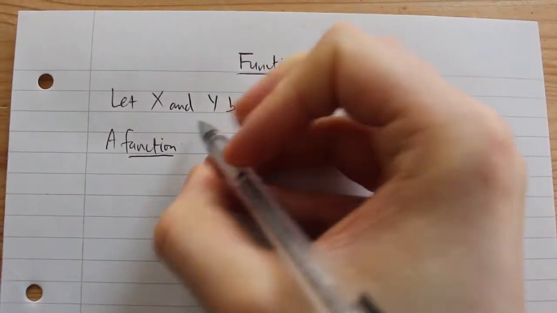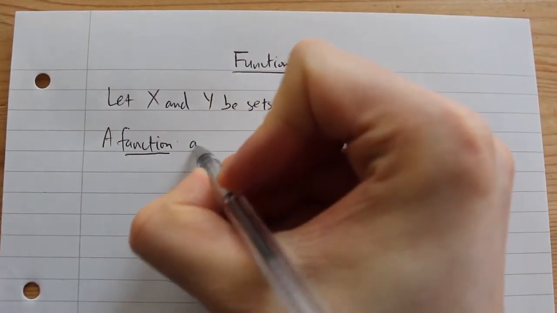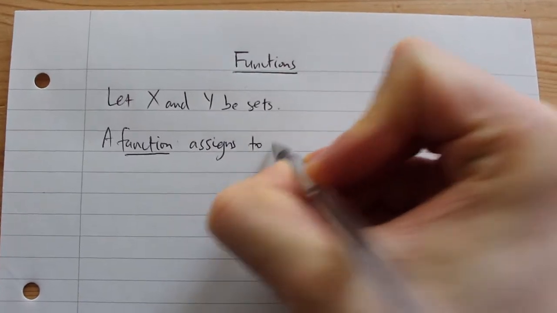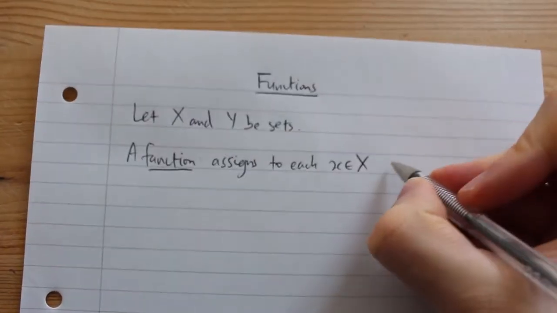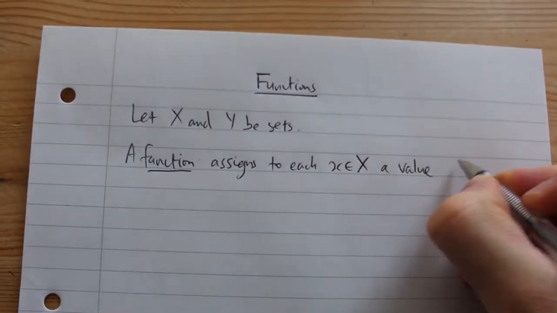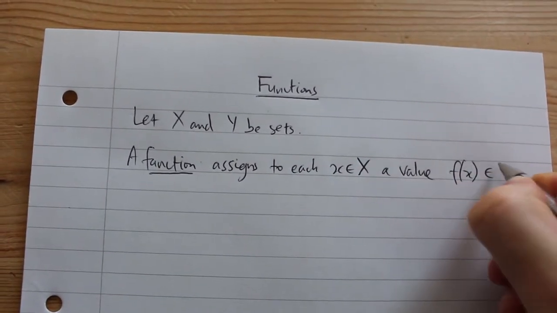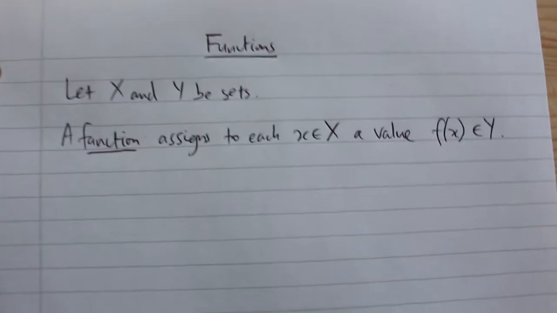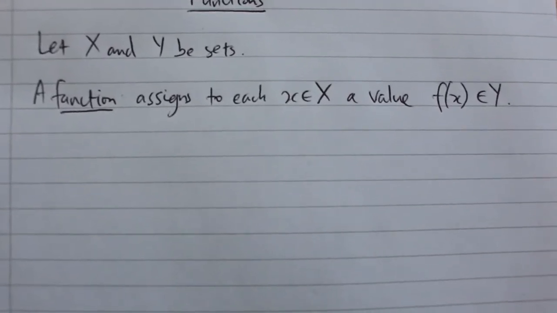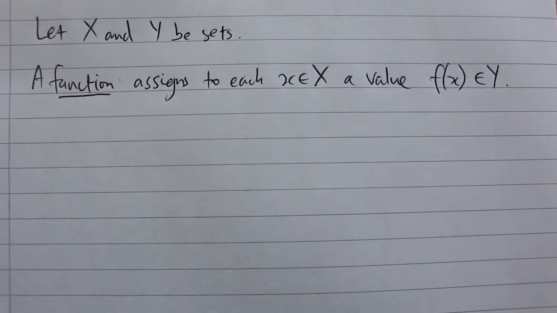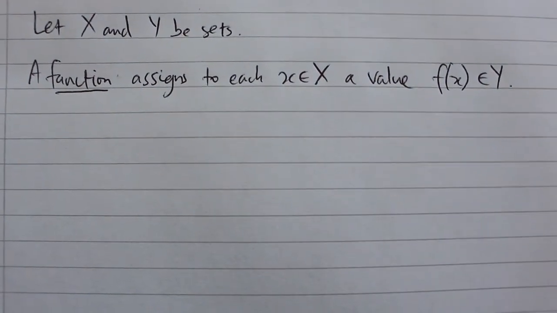A function, or a map, assigns to each member x in the set x a value f of x in the set y. So each member of the set x is assigned something in y that we call its value under the function f of x.